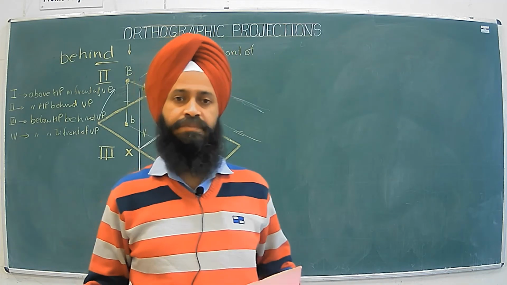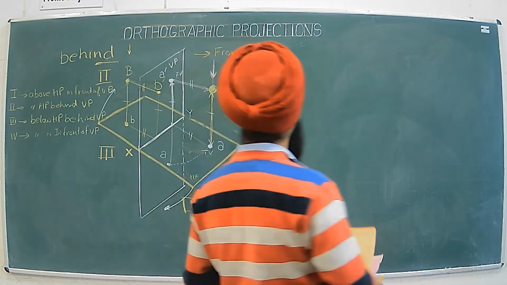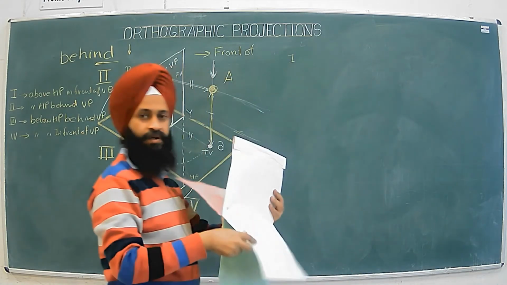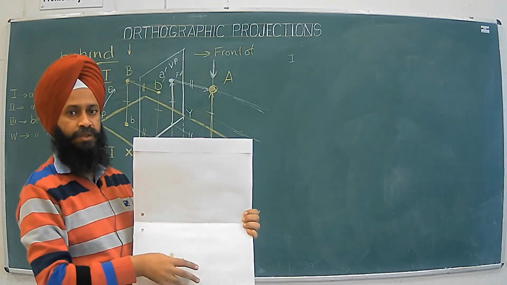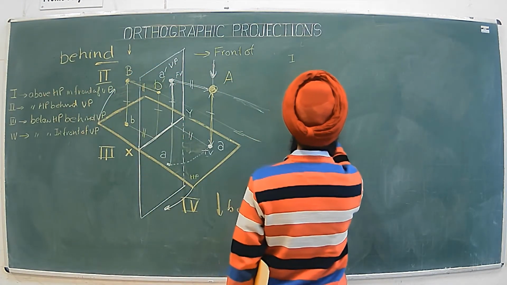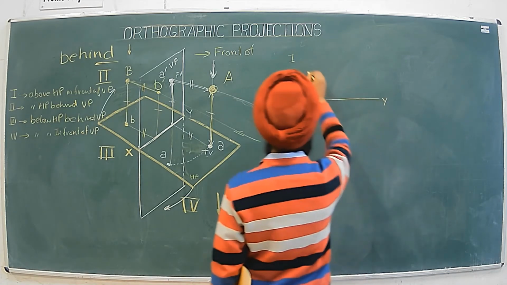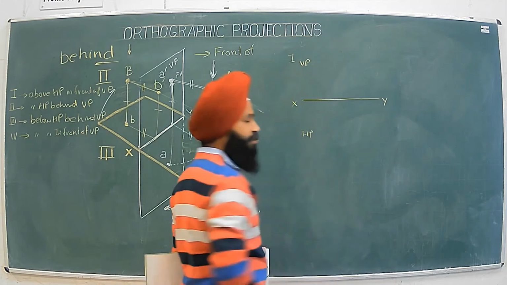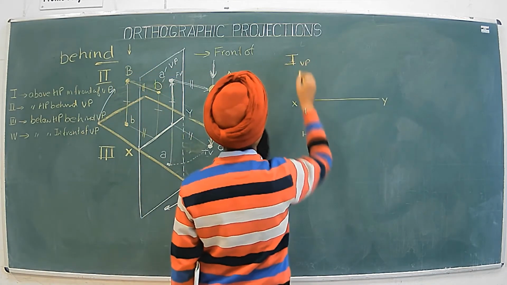Now we'll draw the relative position of HP and VP for different angles, starting with the first angle. When this quadrant opens up, we see the vertical plane, horizontal plane and xy line. So we represent first angle by the xy line. Here we have VP which is above the xy line, and here we have HP which is below the xy line. So this is first angle projection.